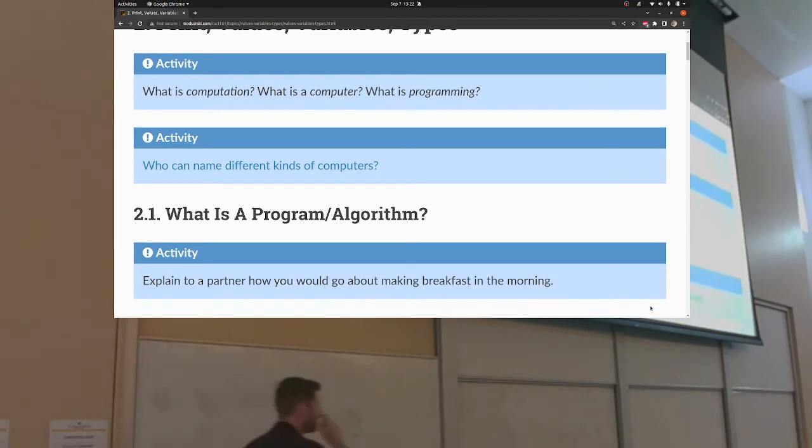So, I put this as an activity. We're not actually going to do it, but I want you to take a moment. I'll give you 30 seconds to think about this to yourself. These are all words you've heard before. Computation, computer, programming. But do you know what computation means? What does that actually mean? You've all heard that word, but do you actually know what it means? It's kind of a funny question.